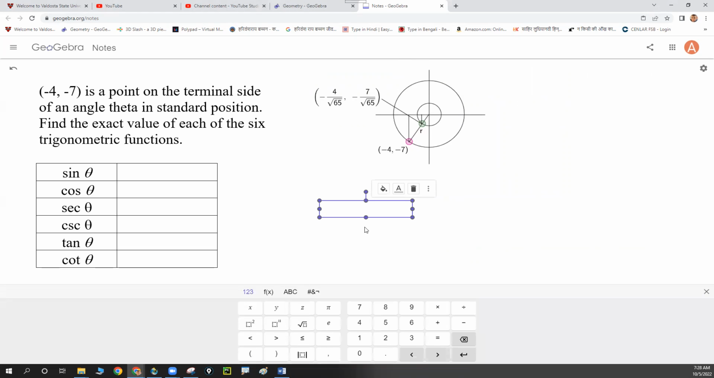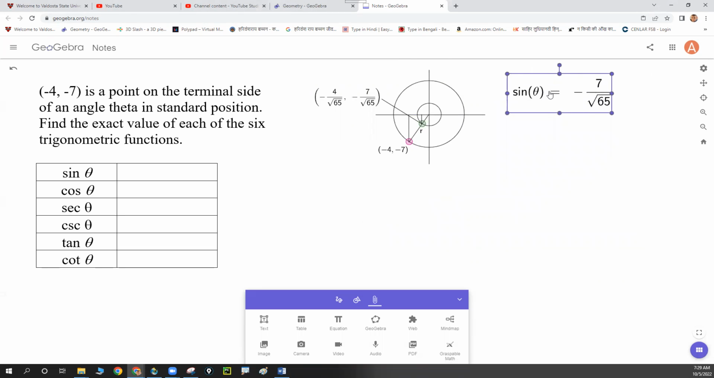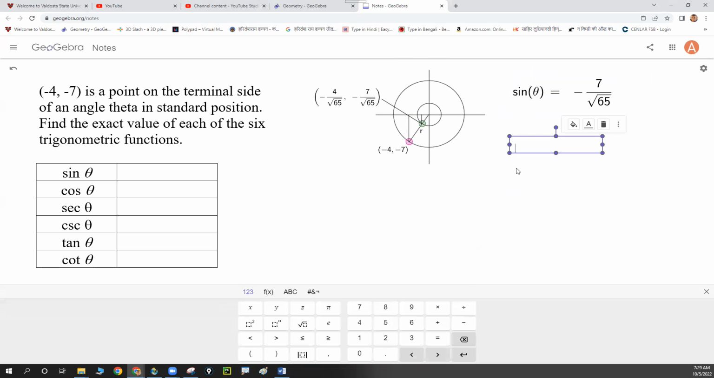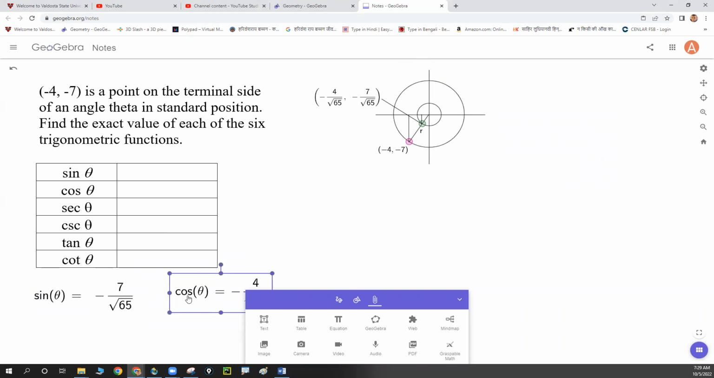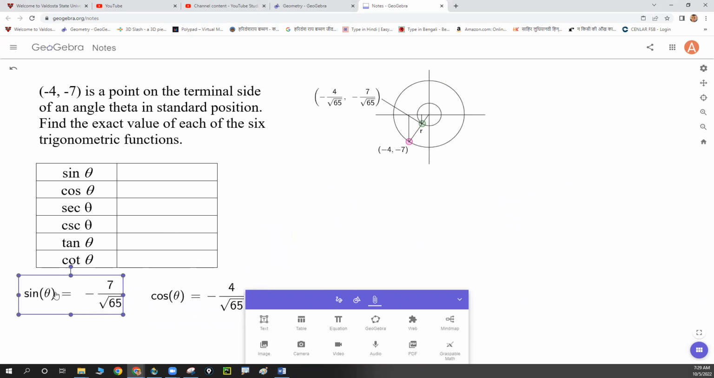My sine theta is the y coordinate. Okay. Cosine theta is the x coordinate. And let's put these guys here. Okay. I need the room. All right. I got two of them.